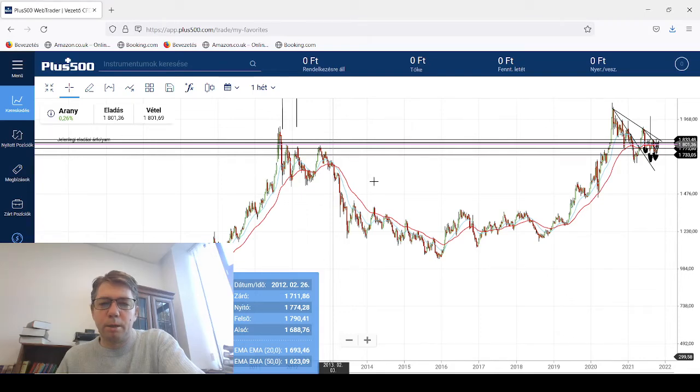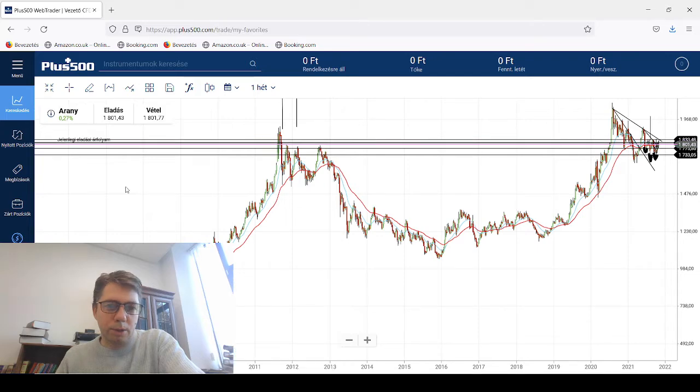Let's get straight into the charts. Remember, this is just for fun. I'm not your financial advisor. I'm back in my office so I can do this update on gold and silver. Let's start with gold. This is the gold chart.